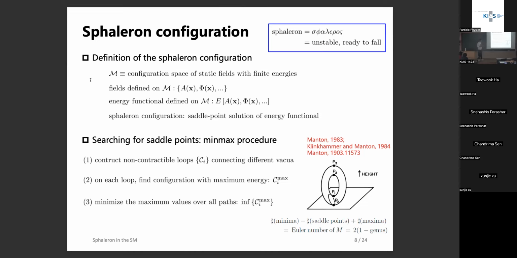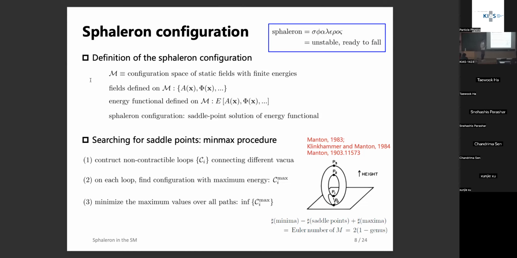And the second step is, on each loop, we find a certain configuration which has a maximum energy denoted by C_i max. And the final step is to minimize all of these maximum values over all of the loops. So then this gives the configuration of the Sphaleron according to the definition.